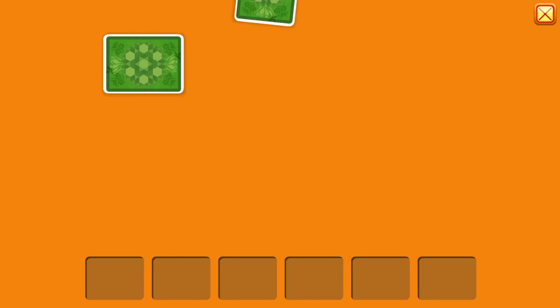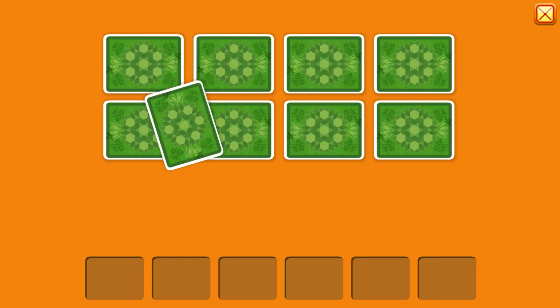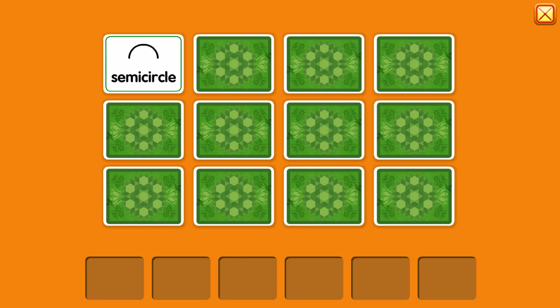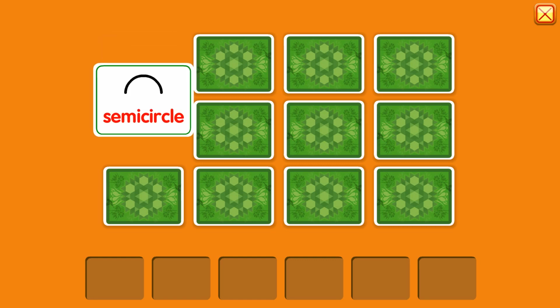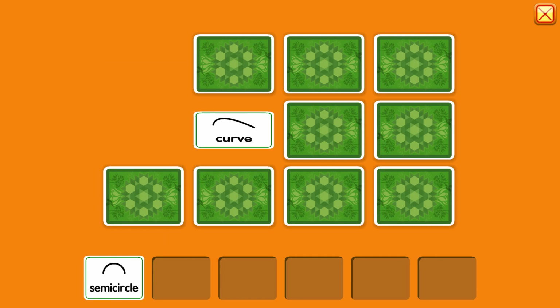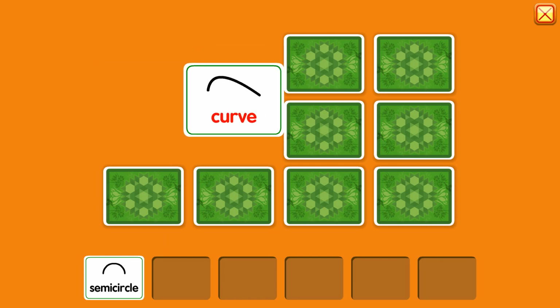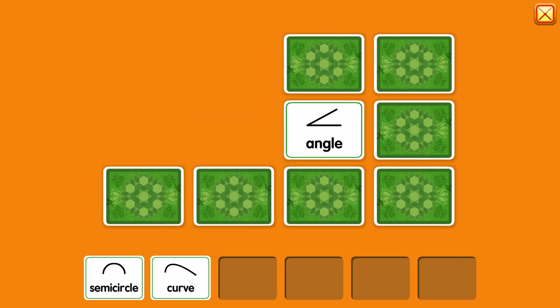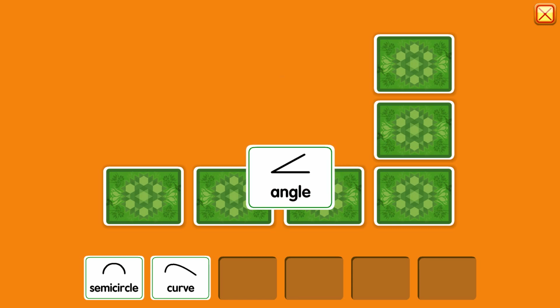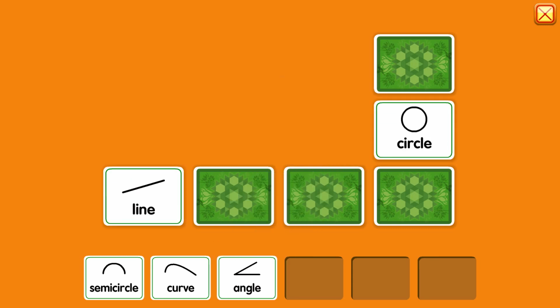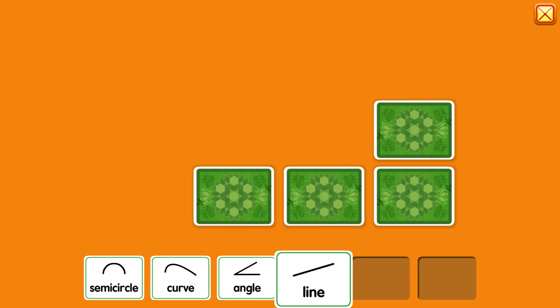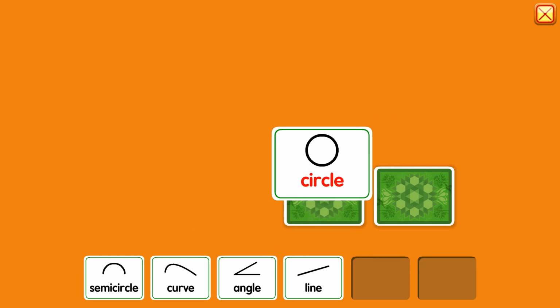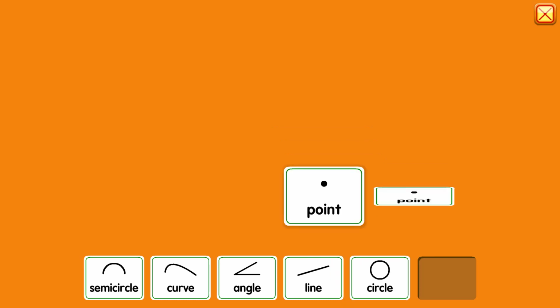Make a match. Semicircle. Curve. Angle. Line. Circle. Point.